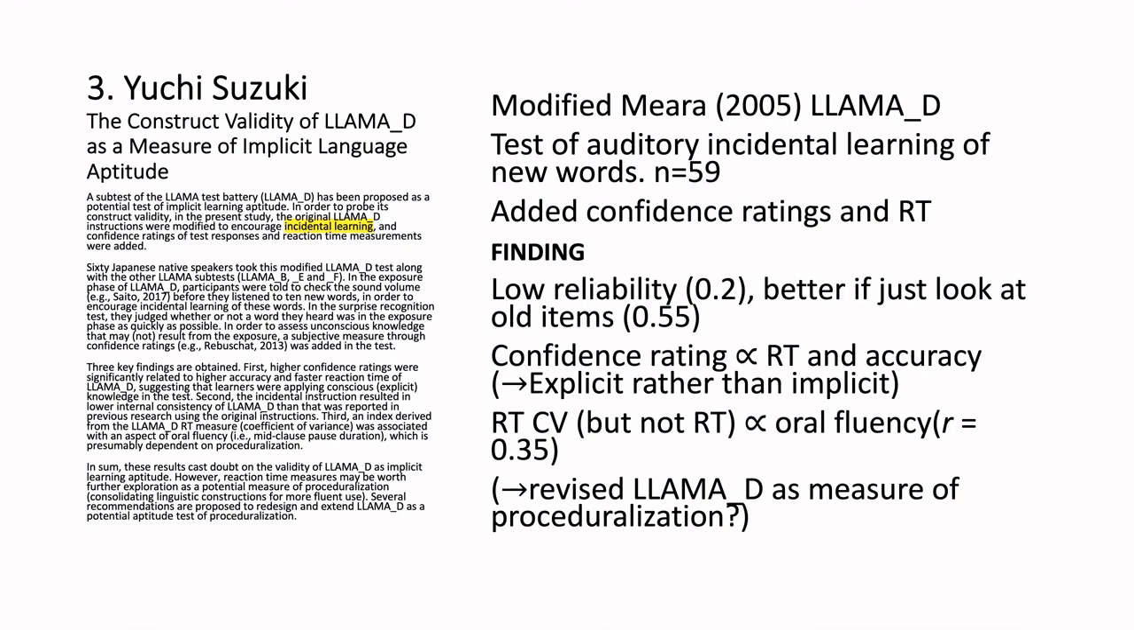When they looked at performance, then confidence ratings predicted reaction time and accuracy, suggesting that this was more an explicit test. The only correlation with performance of Llama-D and implicit language processing was with not RT, not with accuracy, but the coefficient of variation predicted oral fluency, and it's just scraping in as significant.